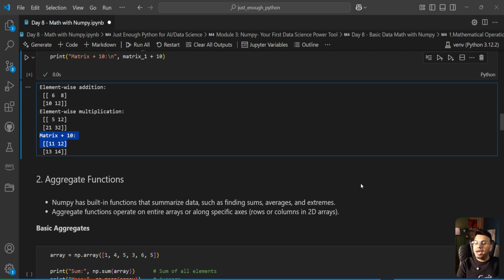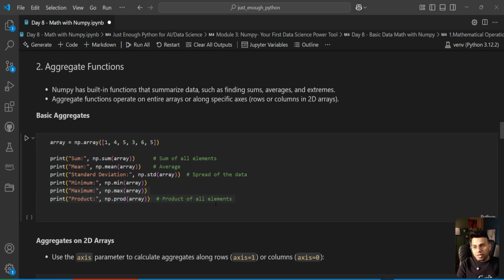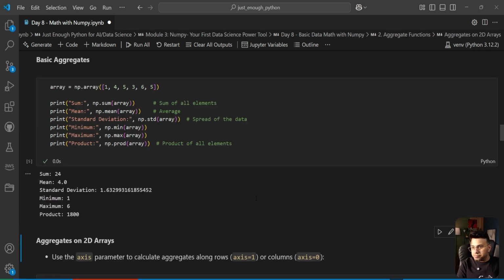Next, we will look at aggregate functions. NumPy has built-in functions that summarize data such as finding sums, averages, and extremes. And these aggregate functions can either operate on the entire array or along specific axes. That means either along the rows or along the columns in a 2D array. Let's look at the example and then understand.